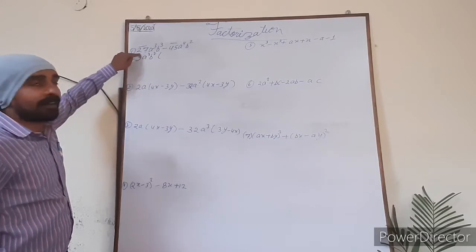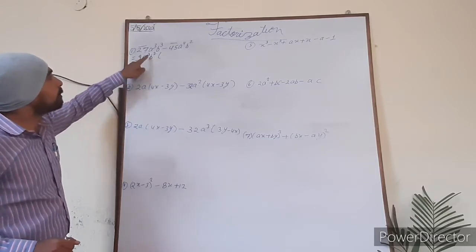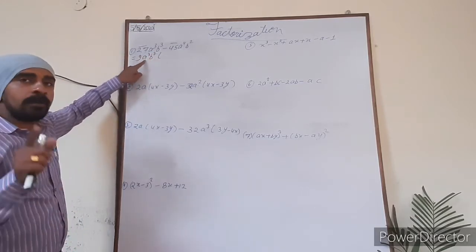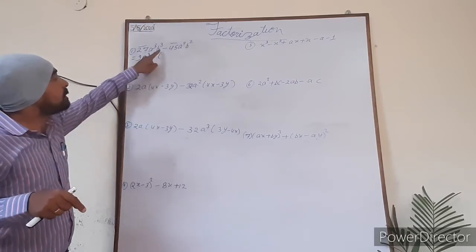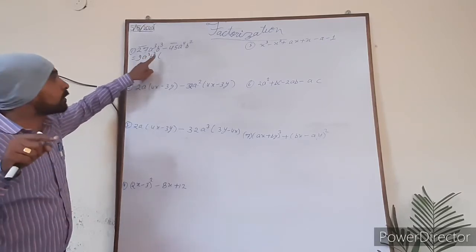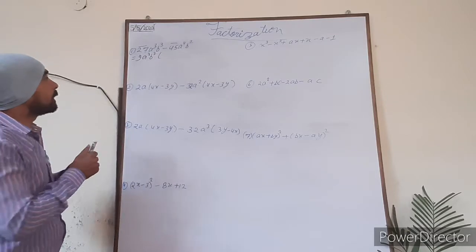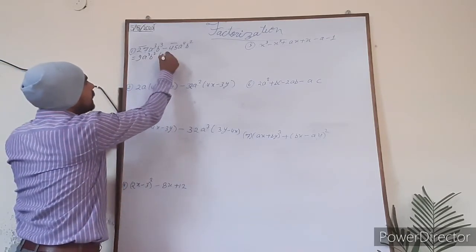9 3s are 27, it means 3 will be here. Then a cube will be divided by a cube, totally cancelled out. And when this b cube is divided by b square, 3 minus 2, 1 will be here. So this is what? 3b.